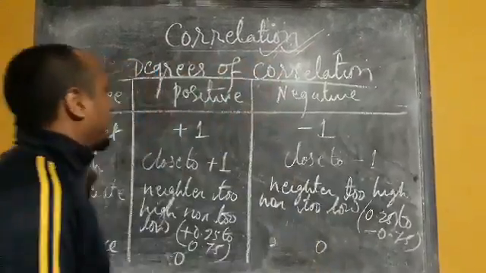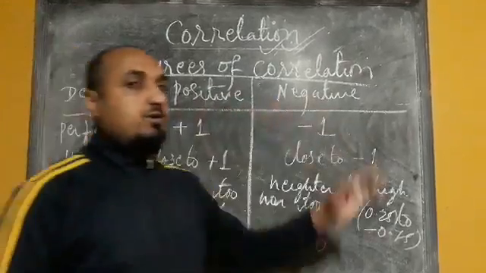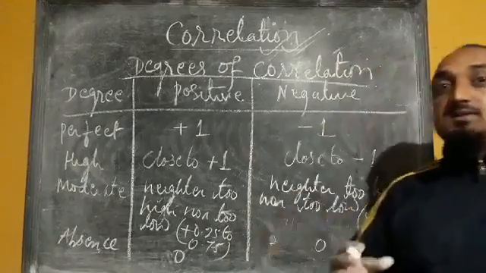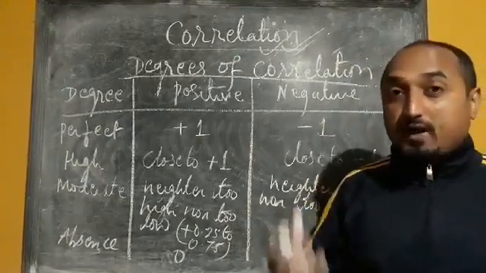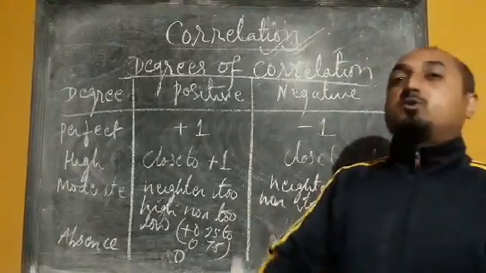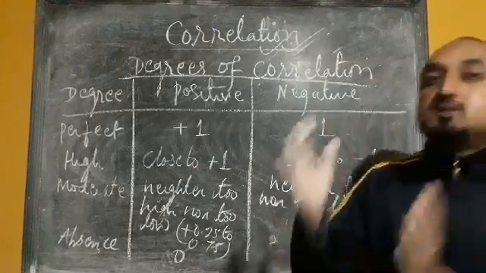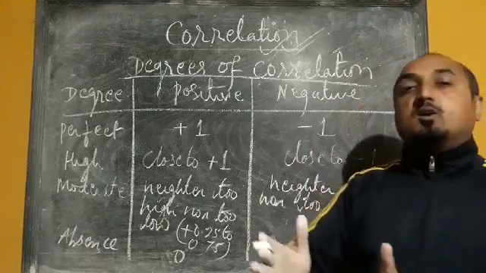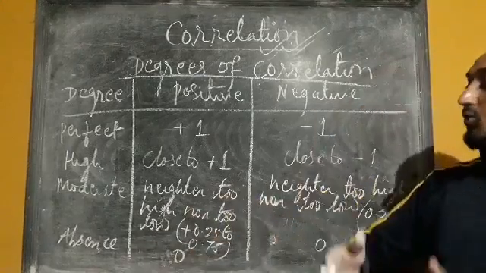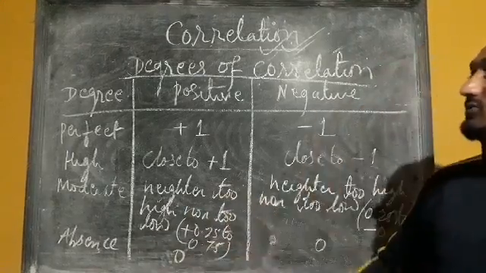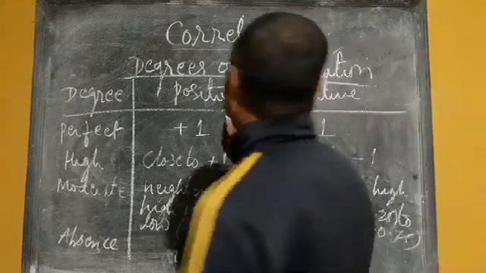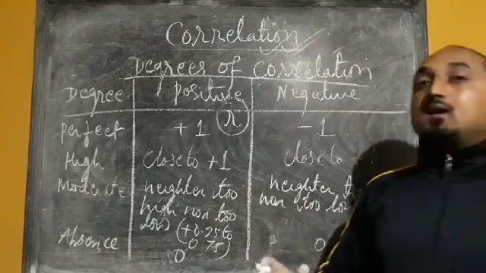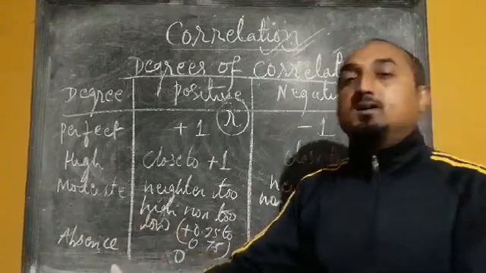Now next topic we have is degrees of correlation. When we determine the value of the correlation coefficient, on the basis of that value we can say whether there is a perfect positive correlation, a perfect negative correlation, a high correlation or a low correlation. This correlation coefficient is represented by R, and the value of R lies between -1 and +1.